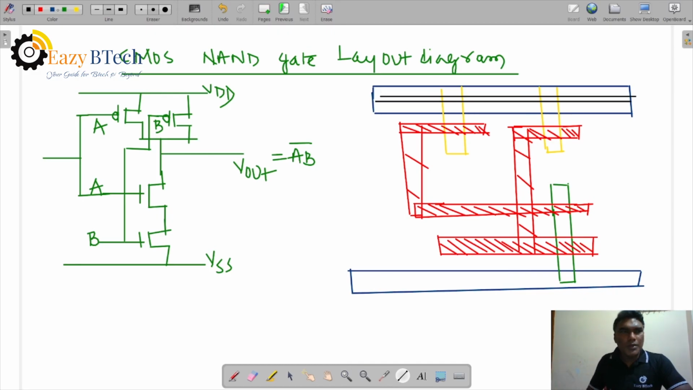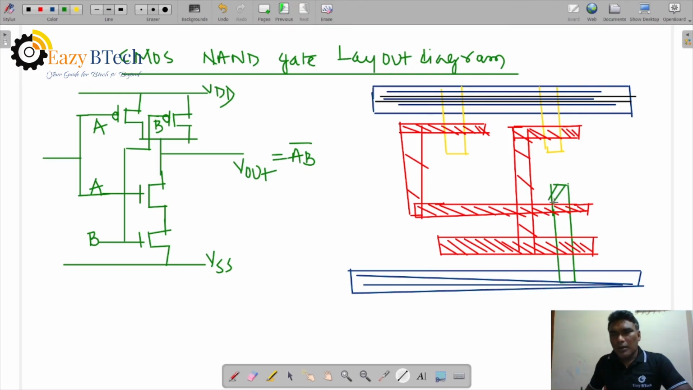Metal 2 is a horizontal line, dark blue. And we have N diffusion in green color, right? P diffusion is forward lines with the distance. And here we can take input A. A is the input.